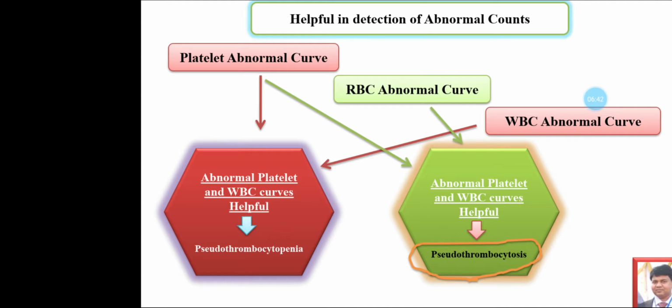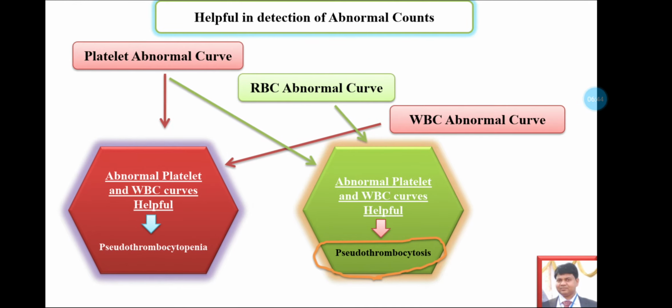pseudothrombocytopenia, whereas the abnormal platelet curve along with the abnormal RBC curve basically helps in the detection of pseudothrombocytosis. So these are the two typical conditions: in one there is a false low count, and in the other there is a false high count of the platelets.